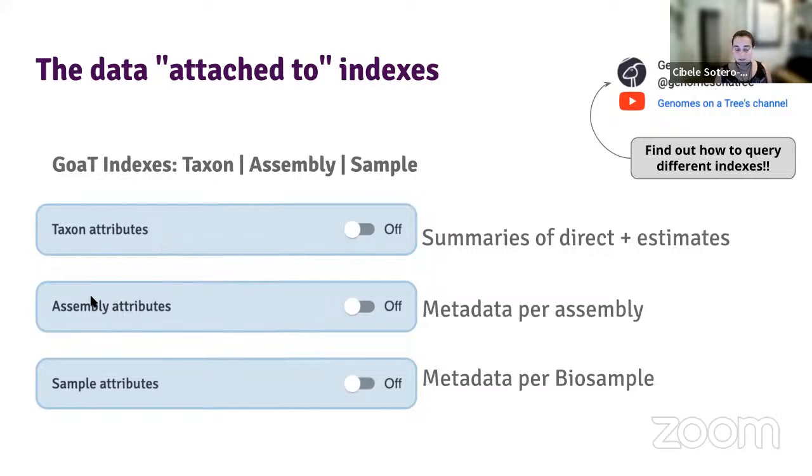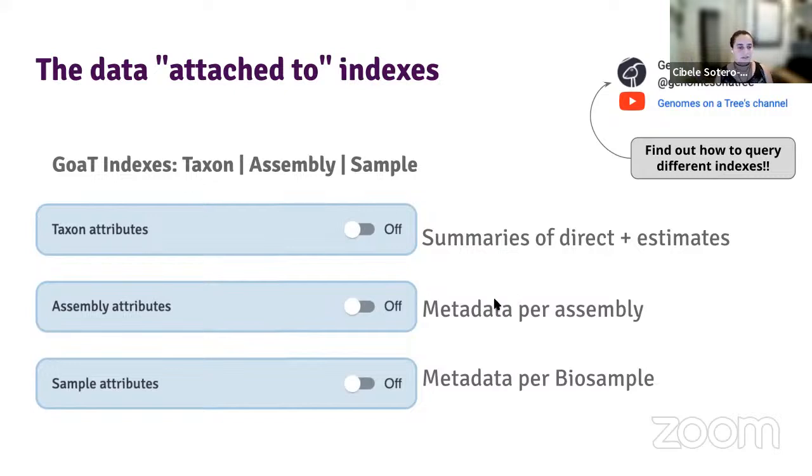For the assembly attributes, we don't have summaries. It's another index where you can see each assembly and every single piece of data associated with it. On our YouTube channel, you have a short video with a demo showing how to retrieve and how to query those different indices and see what types of columns there are.